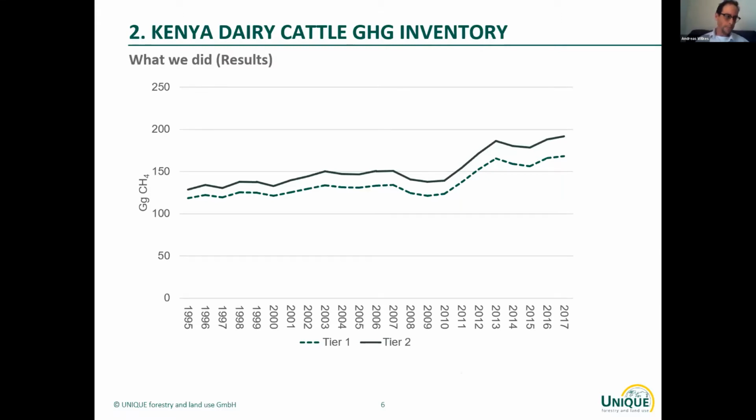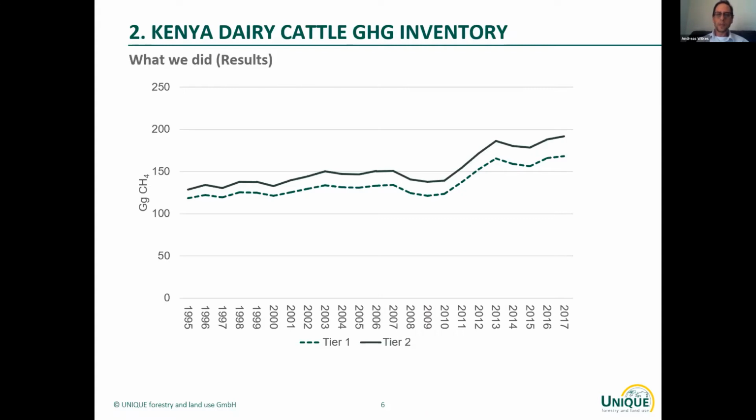And I think Benjamin will explain in more detail why they selected dairy as the starting point for Tier 2. But what we did was to compile a Tier 2 GHG inventory going back to 1995, which is the base year for Kenya's national inventory.